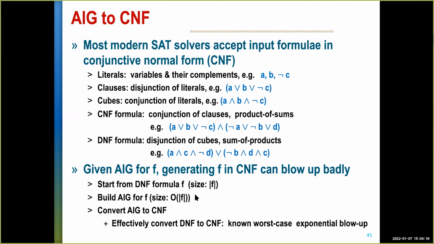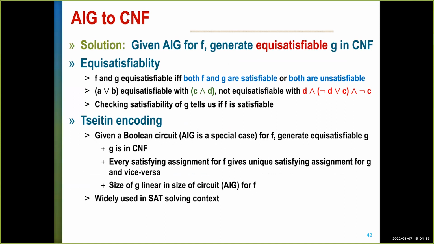For example, for XOR gates, it is known that whether you convert to CNF or DNF, it's going to blow up exponentially. So we don't want to do that. We have a nice small AIG, and we just want to check whether something is satisfiable or not. We don't want to blow up in trying to build the CNF formula before feeding it to the solver. So this is done by what is called Tseitin encoding.